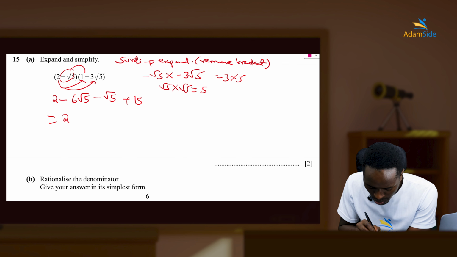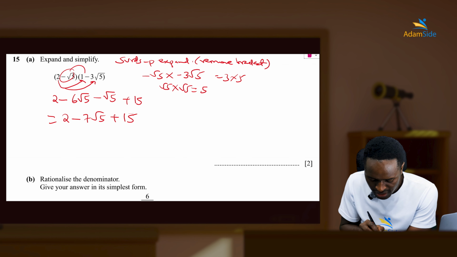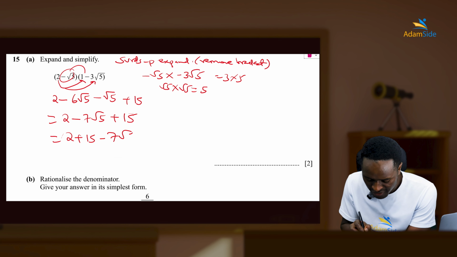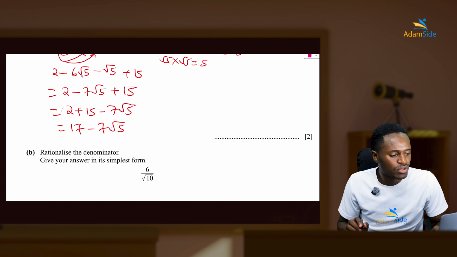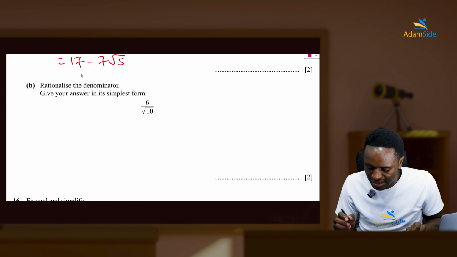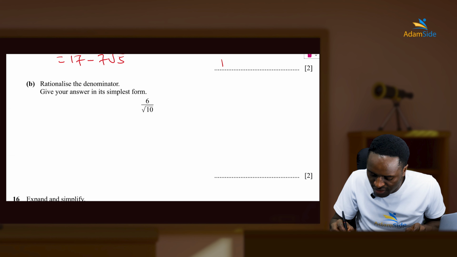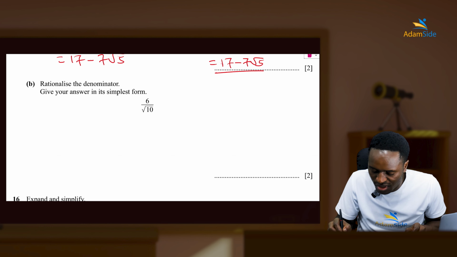2 minus 6 root 5 minus 1 root 5 is minus 7 root 5 plus 15. Then our answer will be 2 plus 15 minus 7 root 5. Our answer will be 17 minus 7 root 5. Correct. This is how we solve things. So 17 minus 7, so our answer here will be 17 minus 7 root 5. And you get your answer.